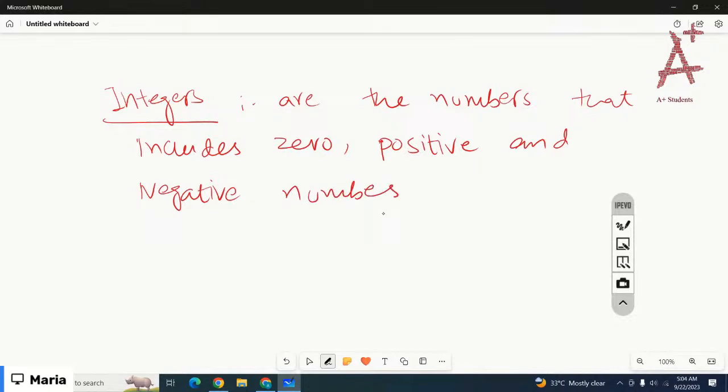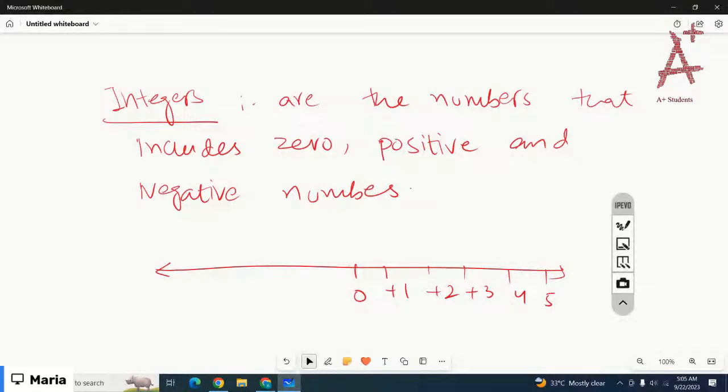So that means the integers are like this. The 0, sorry, not number, 0. Here you have positive numbers on the right hand side, positive 1, positive 2, positive 3, 4, and 5. Either you write the positive sign or without the positive sign, that is the same, right? And on the left hand side, you have all negative numbers, negative 1, negative 2, negative 3, negative 4, and negative 5, right? So these are the integers. They include 0 and positive and negative numbers.